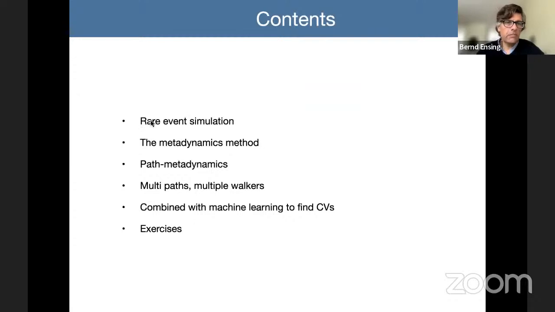Okay, so that's the plan. I will talk about rare events, just to introduce you to the problem again. Why are we interested in these methods, and why would you need them? In case you've never heard about these methods before, you probably would like to know about metadynamics, although I think I can probably be brief in this audience. And then, of course, I will talk about path metadynamics and about multiple paths, multiple walkers. At the end, I would like to say a little bit about this machine learning combination, and then I will talk about the exercise of this session.